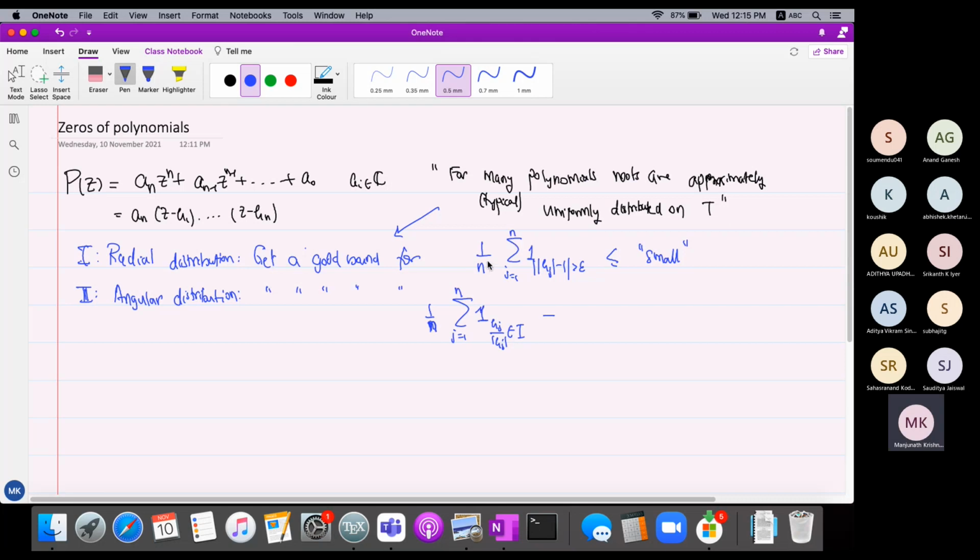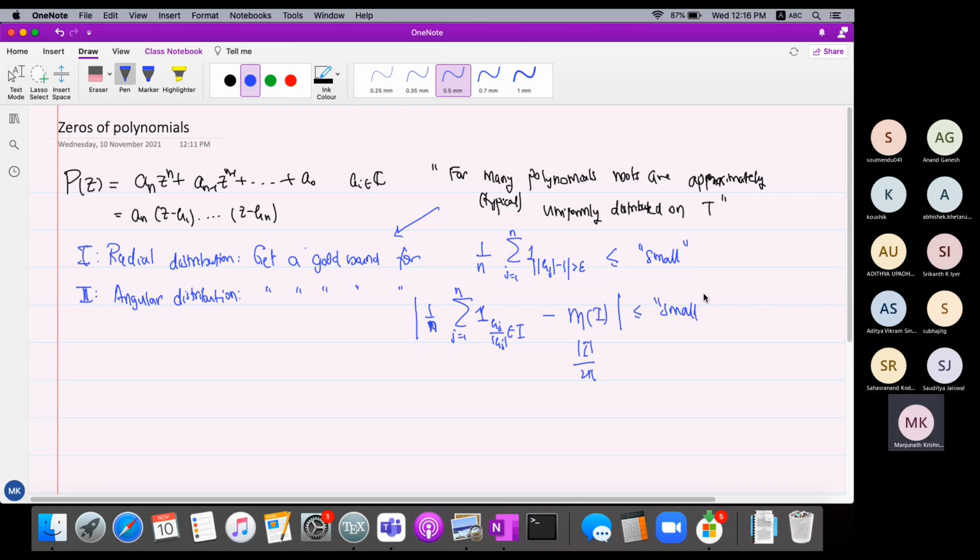here all the radii are close to 1. So anything away from 1, we want to bound it. Here, we are not going to say this is small. What is this supposed to be? It should be close to m of I, right? M of I, remember, is the arc length over 2 pi. Okay, so we want to get a bound for this.